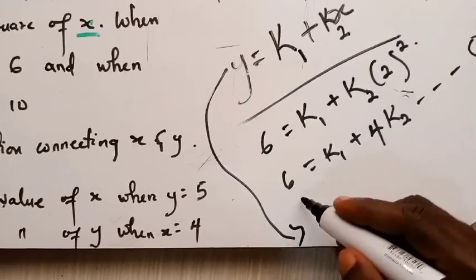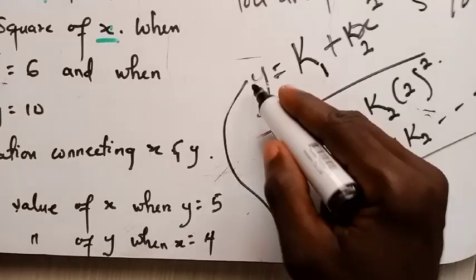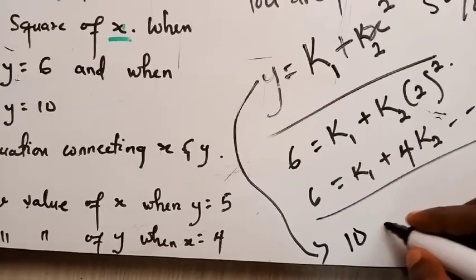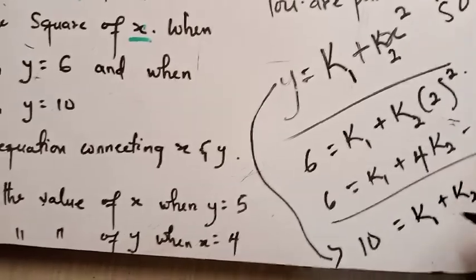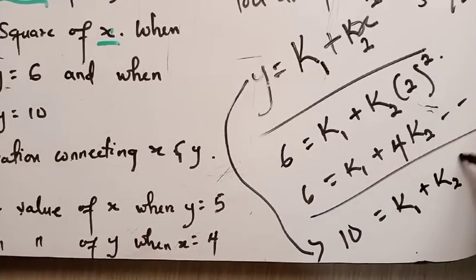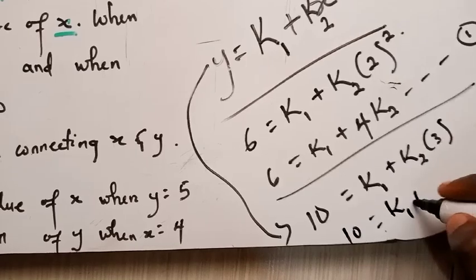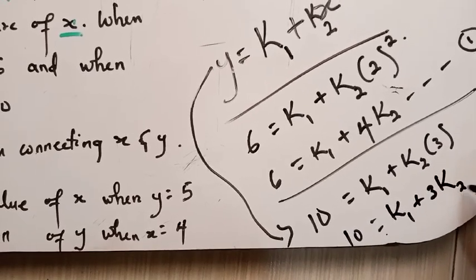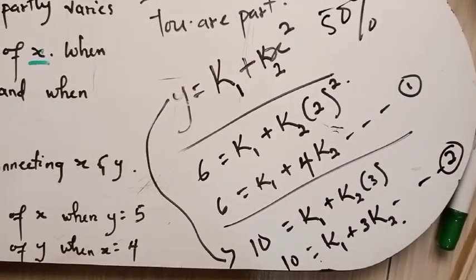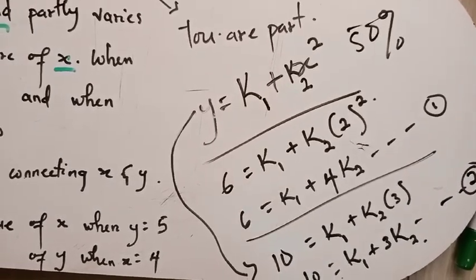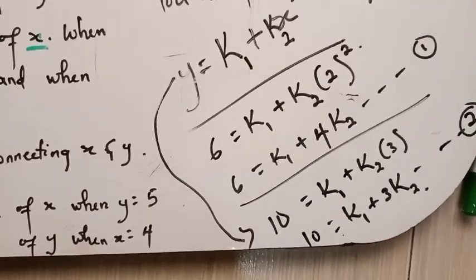So y, let me underline this, and then y is equal to 10. Remember, this is the same equation that we are using, equal to the first k1 plus another k2, and then s is equal to just 3. This is just going to be 10 equal to k1 plus 3 all day. Okay, and then let's name this one equation 2. Right? Okay, perfect.